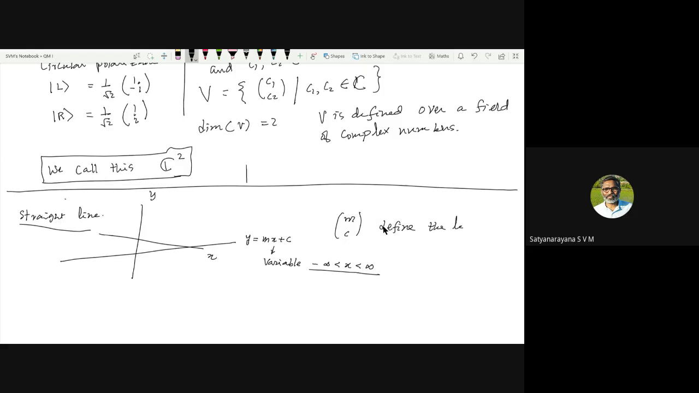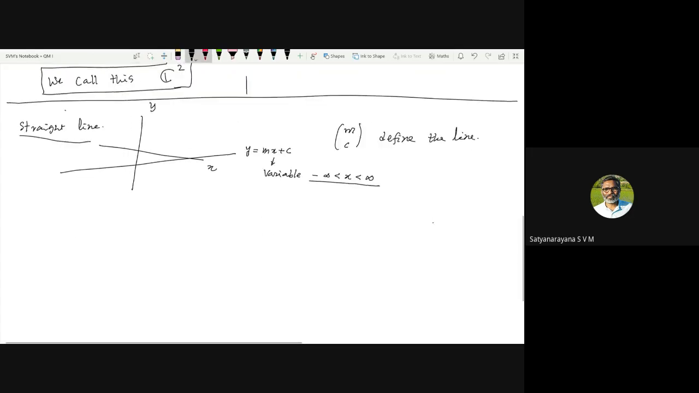Define the line. So this x should be used for all lines. That's what it means. Now suppose I have another line like this, y is equal to some m prime x plus c prime. What is the difference between this line and this line? x is common. All values of x have to be used to define the straight line. Now once that is true, the only thing that will change is the slope and intercept. So m prime and c prime will define this line, m and c will define this line.